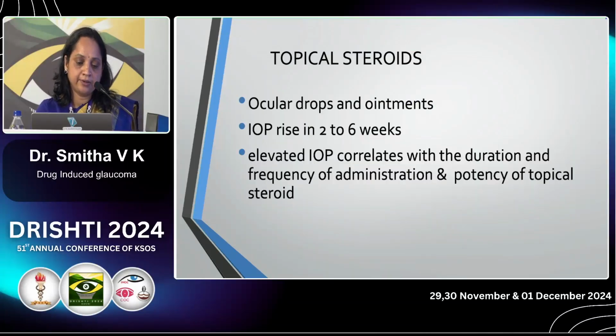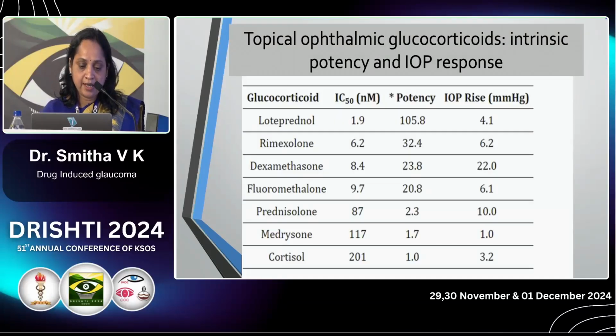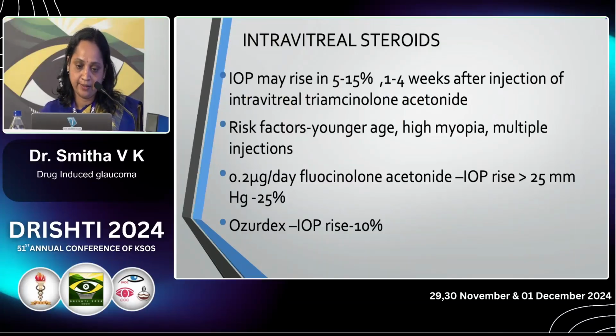Topical steroids cause a rise in IOP in 2 to 6 weeks, and this elevated IOP correlates with the duration and frequency of administration and the potency of the steroid. Dexamethasone and prednisolone cause a higher rise of IOP, while loteprednol and fluorometholone cause less rise in IOP. Intravitreal steroids like intravitreal triamcinolone cause a rise in IOP in 1 to 4 weeks after injection, and the IOP rises in about 5 to 15%. The risk factors include younger age, high myopia, and multiple injections.